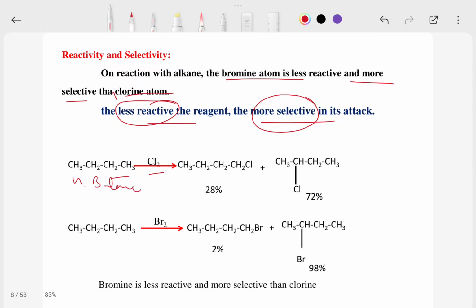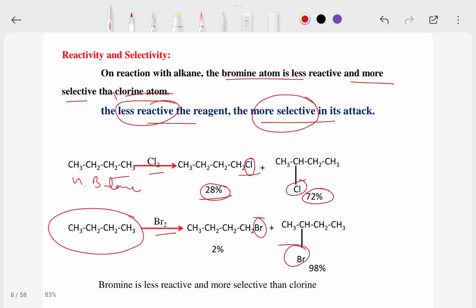n-Butane reacts with chlorine to form 1-chlorobutane and 2-chlorobutane, a mixture of two products. Here 1-chlorobutane is 28% and 2-chlorobutane is 72%. Whereas bromine reacts with the same n-butane, and two products are also possible: 1-bromobutane and 2-bromobutane. But 1-bromobutane is only 2%, and 2-bromobutane is 98%.